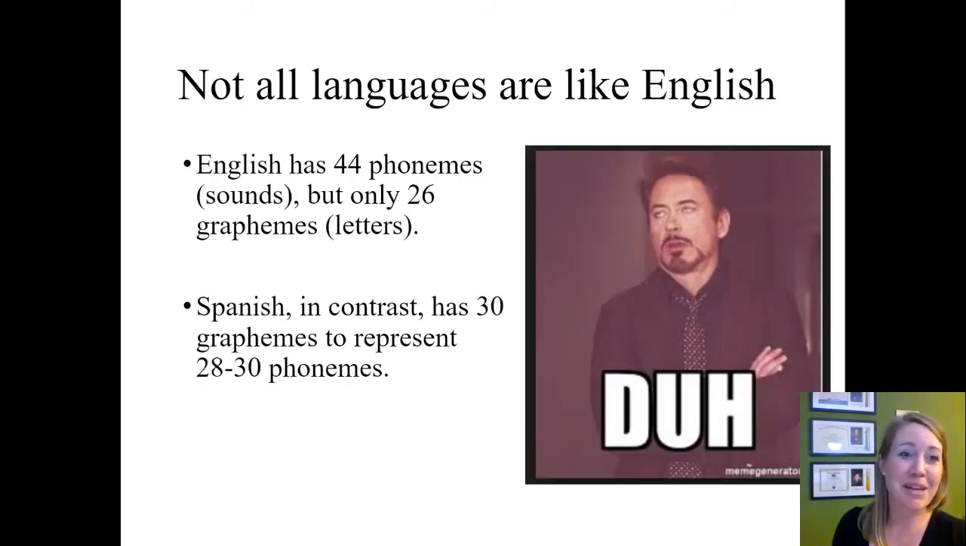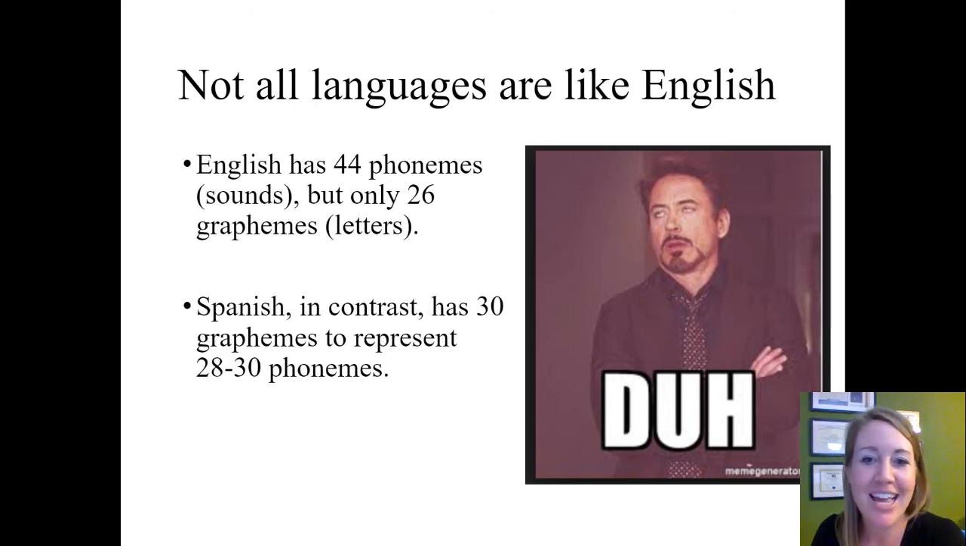Okay, let's transition to Spanish real quick. Not all languages are like English. I hope you know that by now. That's why I've got him going duh. So Iron Man there. English has 44 sounds, and English has 26 graphemes, right? Our alphabet is 26 letters. Spanish, though, has 30 sounds, 28 to 30. We're going to go with 30 because it depends what dialect and what literature you're looking at. And it also has 30 letters, 30 graphemes.